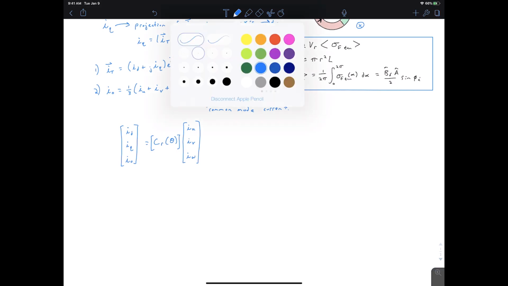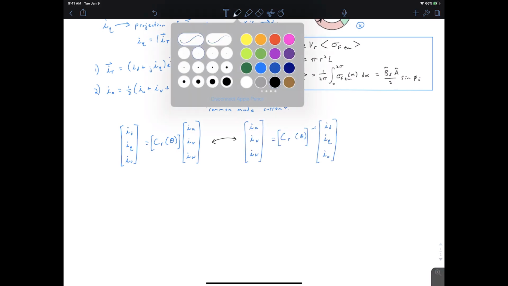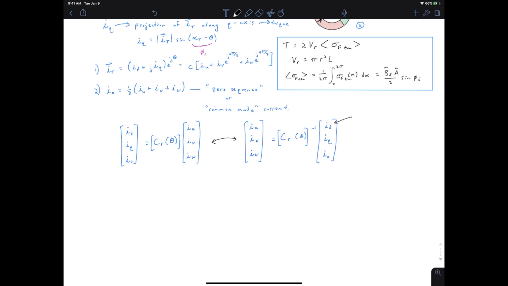And we can also invert this relationship, where again our direct axis current is related to field weakening, our quadrature axis current is related to torque, and then our zero sequence component is typically just equal to 0. And so I wrote this out as a vector multiplied by a matrix.